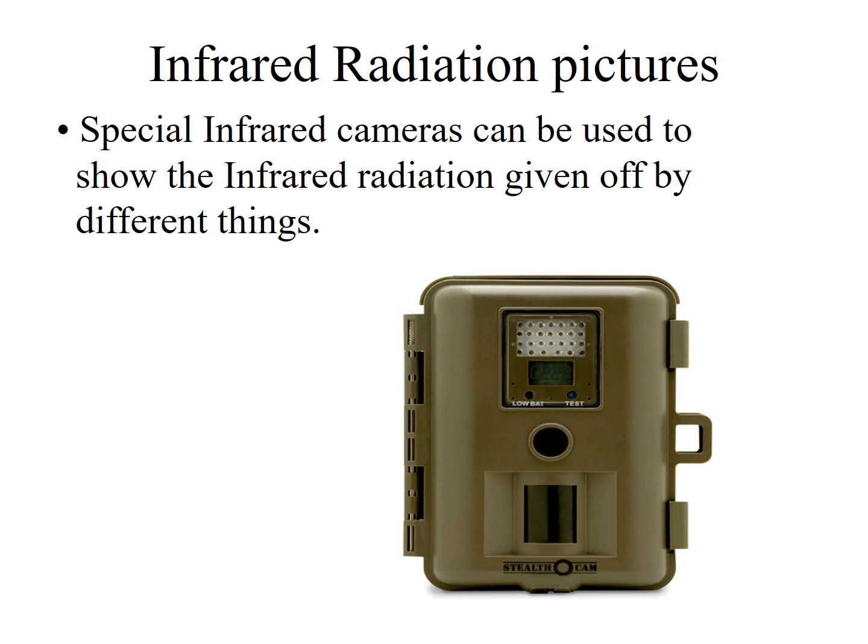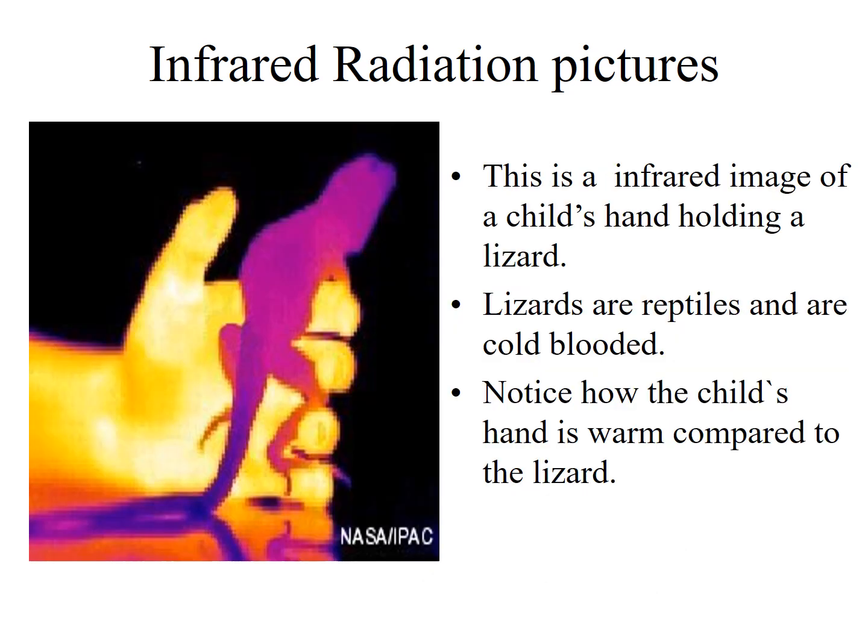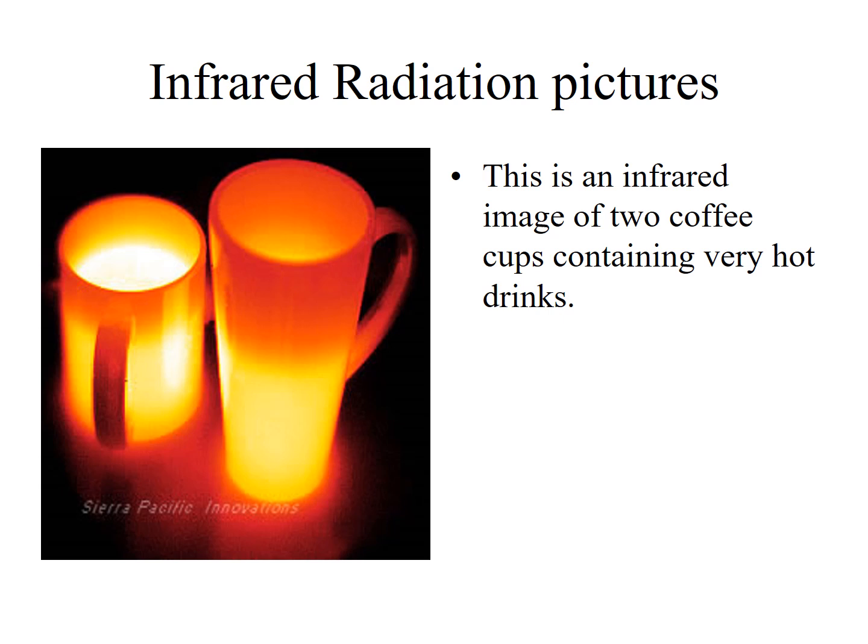Have a look at these slides. So here we have a child's hand holding a lizard. The hand is much hotter than the lizard because the lizard is cold-blooded, and the hand of the child is warm-blooded. So you'll notice that the reptile comes up as purple. Hot cup of coffee, which is white hot, and one that is cooling down, which is not so bright.